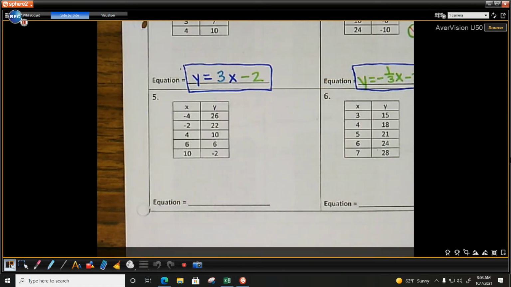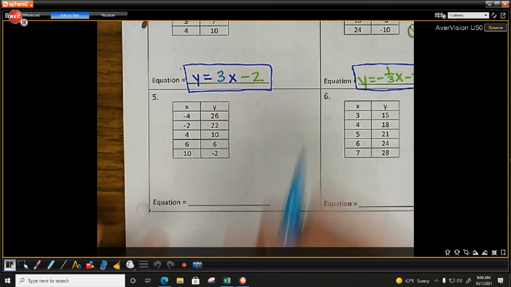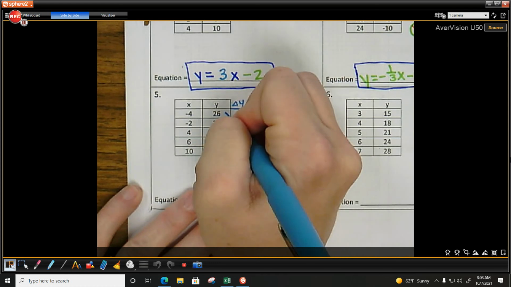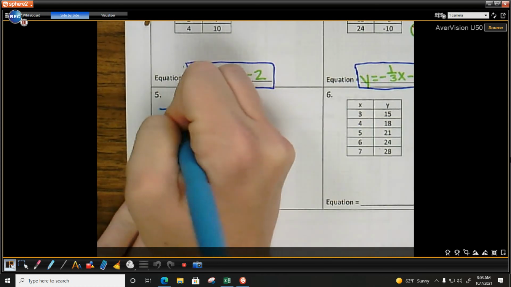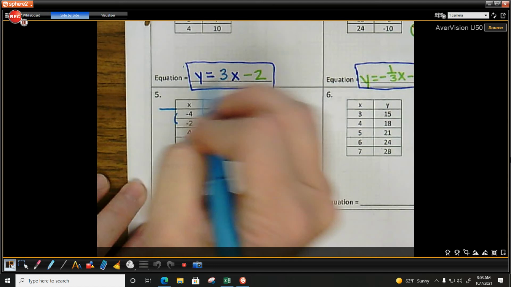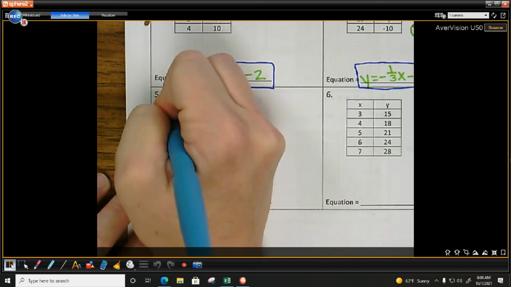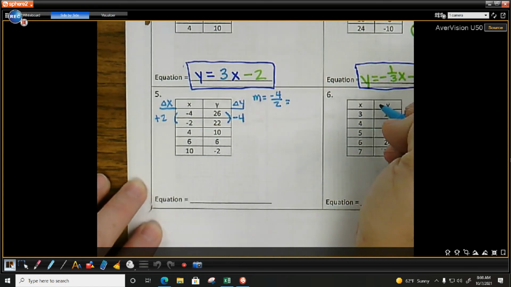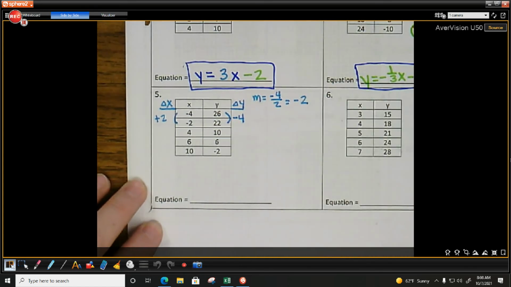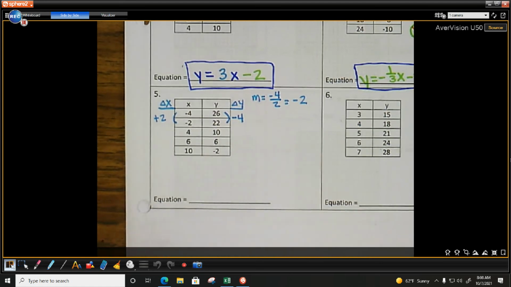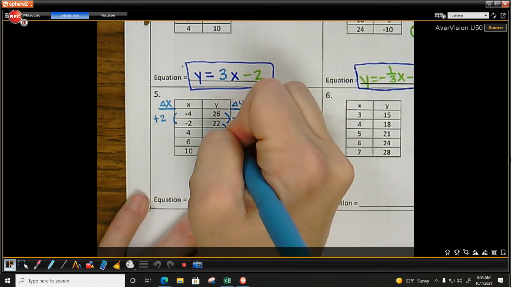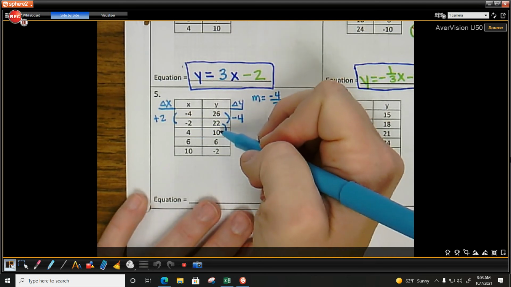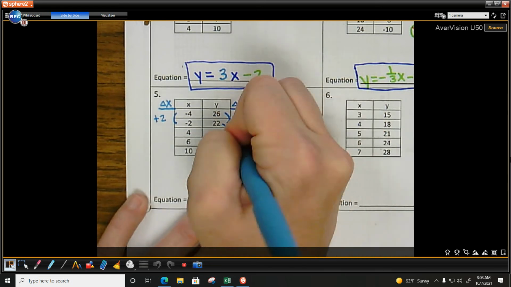Okay, let's look at number 5, guys. Find your change in y. How do you get from 26 to 22? How do you get from negative 4 to negative 2? Plus 2. So my m is negative 4 over 2, which is negative 2. Okay. Now, if you notice, this one looks slightly different on the table because look at the next one. 22 to 10. How do you get from 22 to 10? Minus 12. So that's not the same as minus 4, is it?